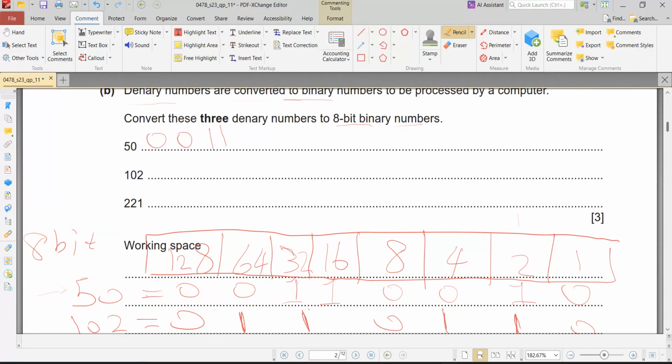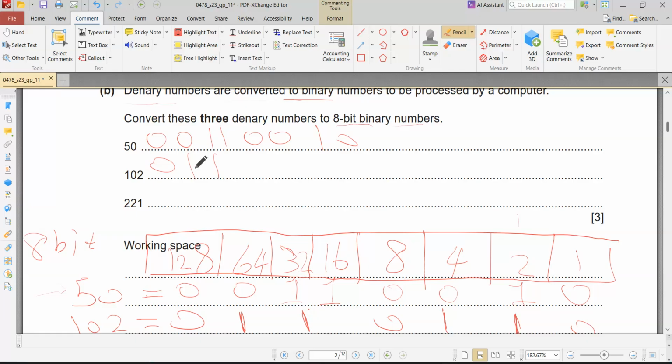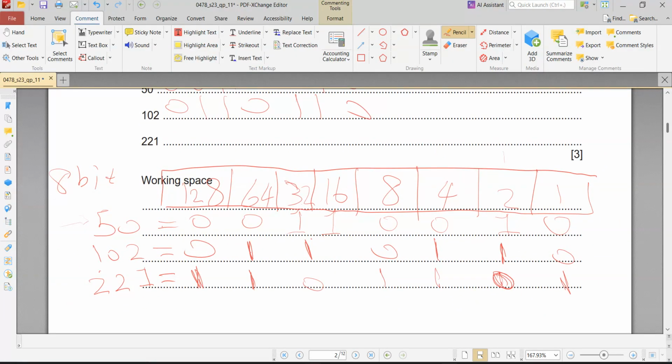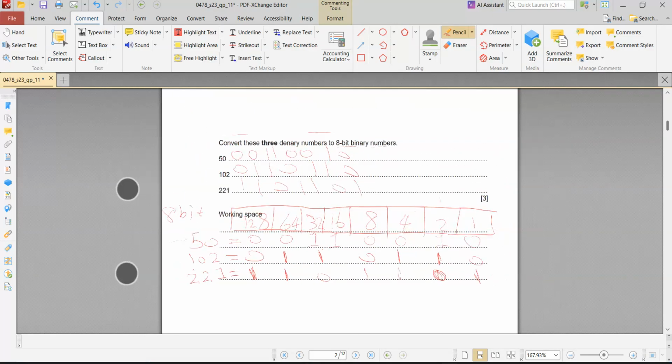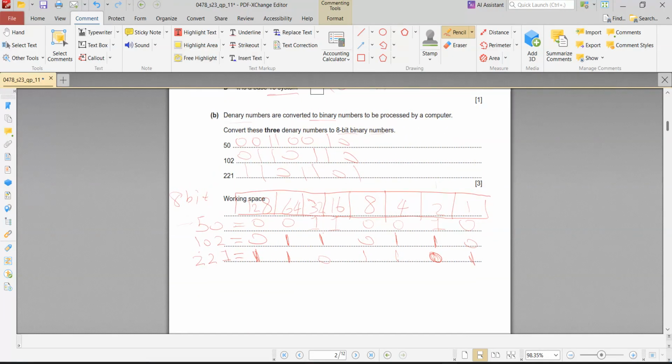You can see it here: 0 0 1 1 0 0 1 0. And for the 102, you give 0 1 1 0 1 1 0. And finally, for the 202, we have 1 1 0 1 1 1 0 1. So this is the final answer, how it's supposed to look. You do this, you will get the full marks.